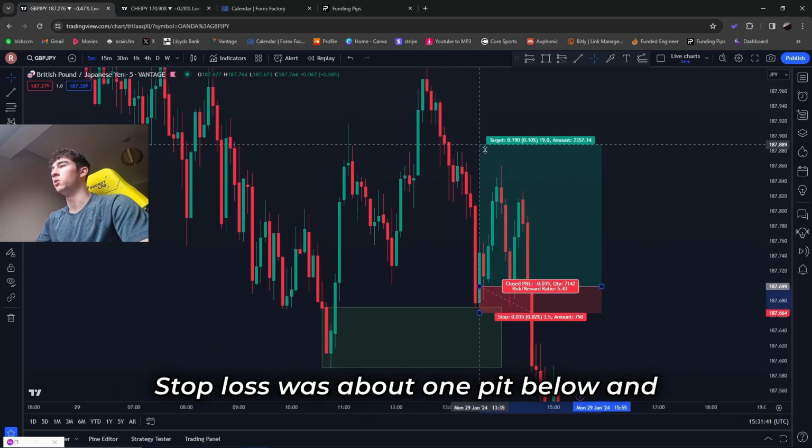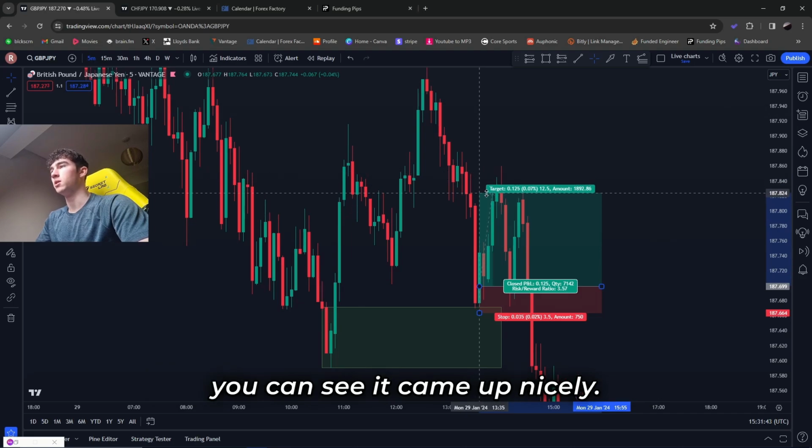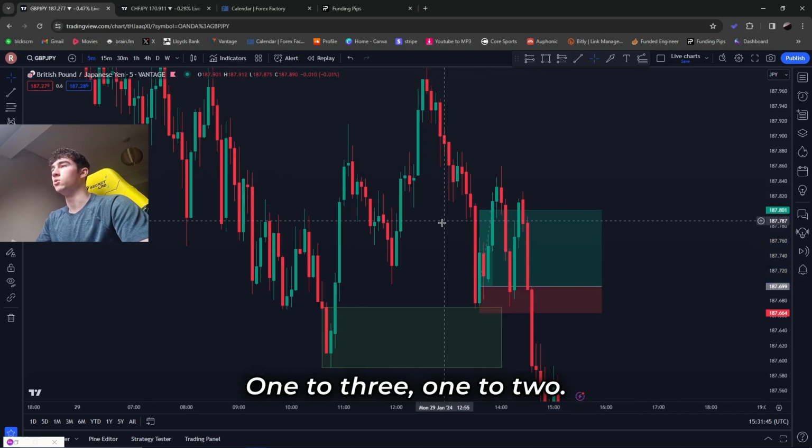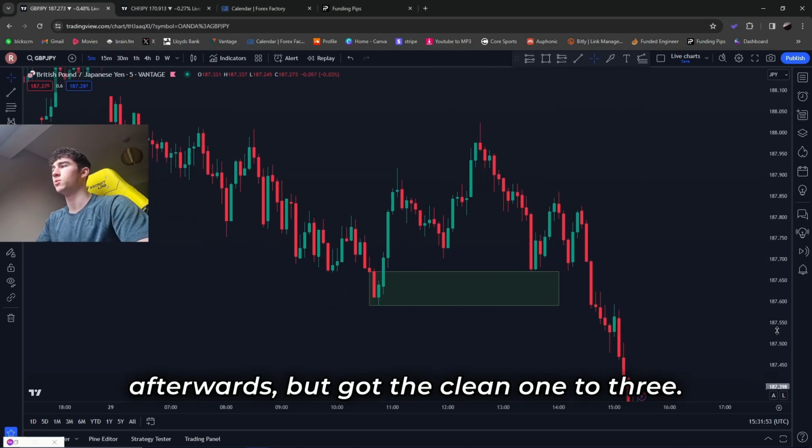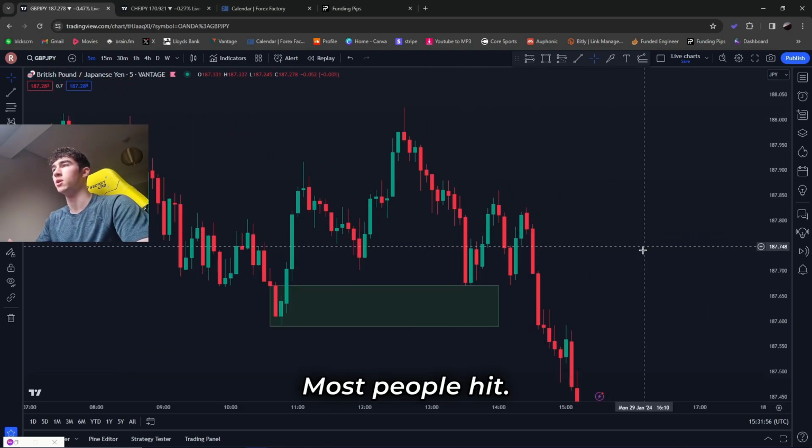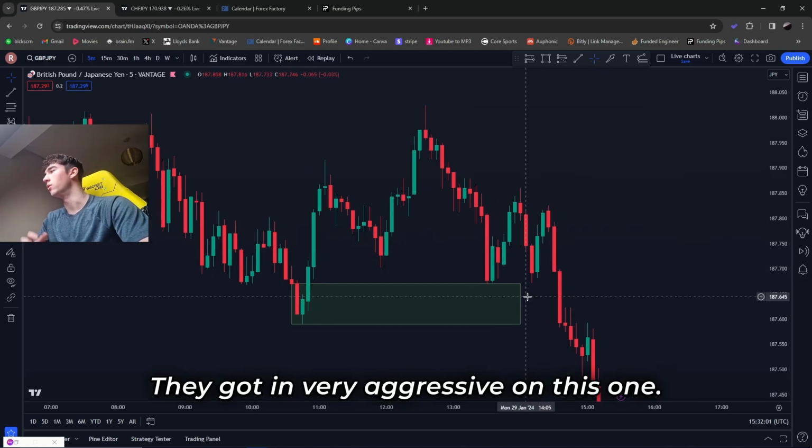Stop loss was about 1 pip below, and you can see it came up nicely. 1 to 3, 1 to 2, whatever you took as TP. It did come down afterwards, but most people hit the clean 1 to 3. Some even hit a 1 to 5. They got in very aggressive on this one.